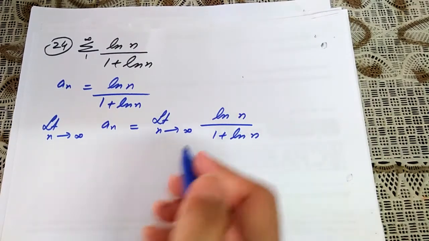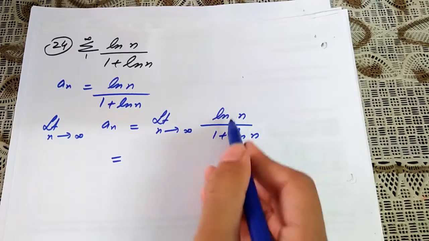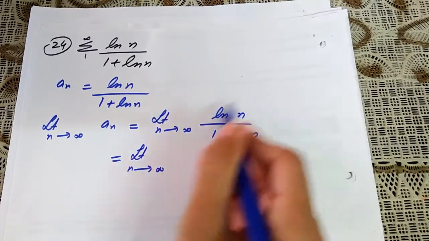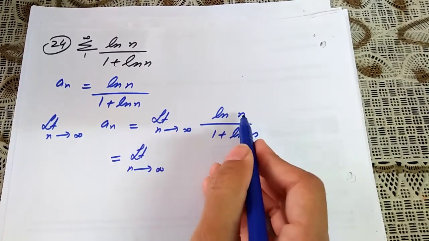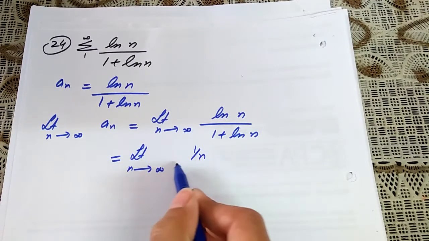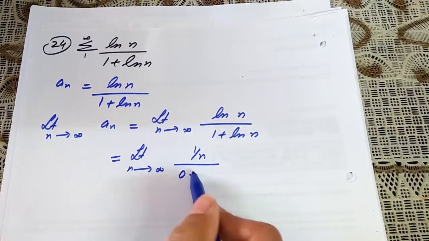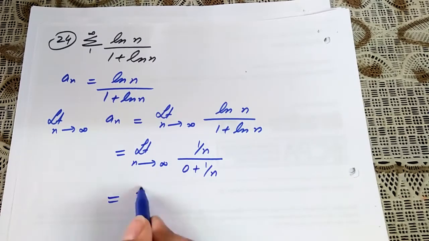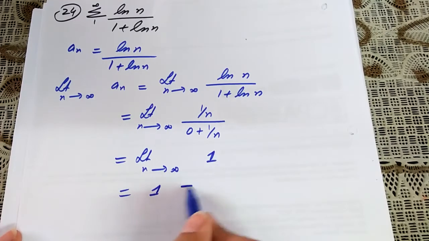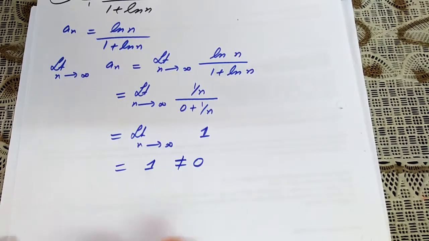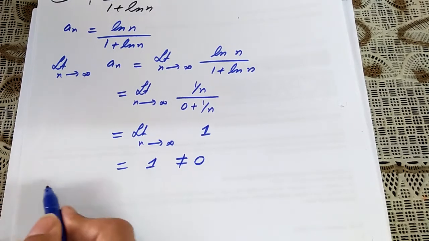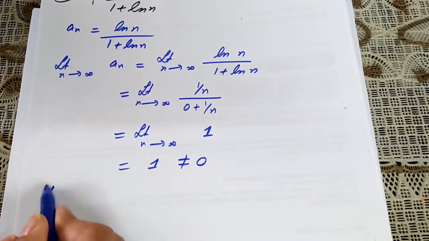This is equal to, by using the L'Hopital rule, limit n approaches infinity. Take the derivative of the numerator separately and the derivative of the denominator separately. The derivative of the numerator will give you 1 over n and the derivative of the denominator will give you 0 plus 1 over n. So here you will get limit n approaches infinity of 1, and that is not equal to 0. So using the divergence test 8.15, on page number 336, you can say the given series diverges.